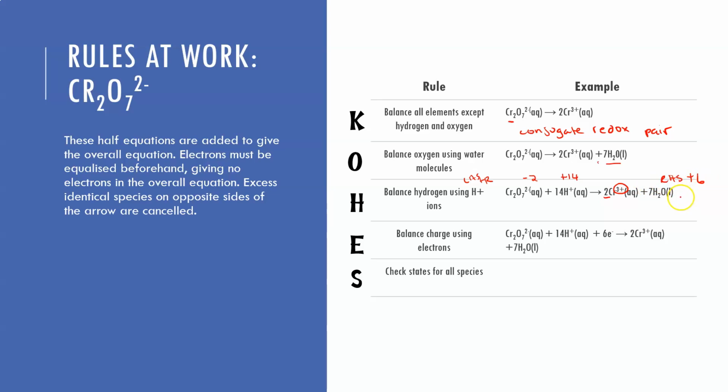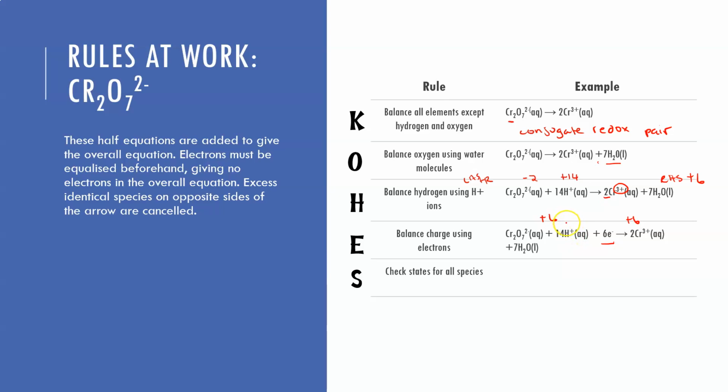I don't want to make these 0, I just want to make them equal. So if I'm positive 6 on the right-hand side, and I'm positive 12 on the left-hand side, all I can do to balance charge is add electrons, which are negative, so I'm going to add 6 electrons, so that's the same as minusing 6. Now this is plus 6 on the right-hand side and plus 6 on the left-hand side. We add in states. Our ions are aqueous, H+ is aqueous, electrons have no state, water will be a liquid.